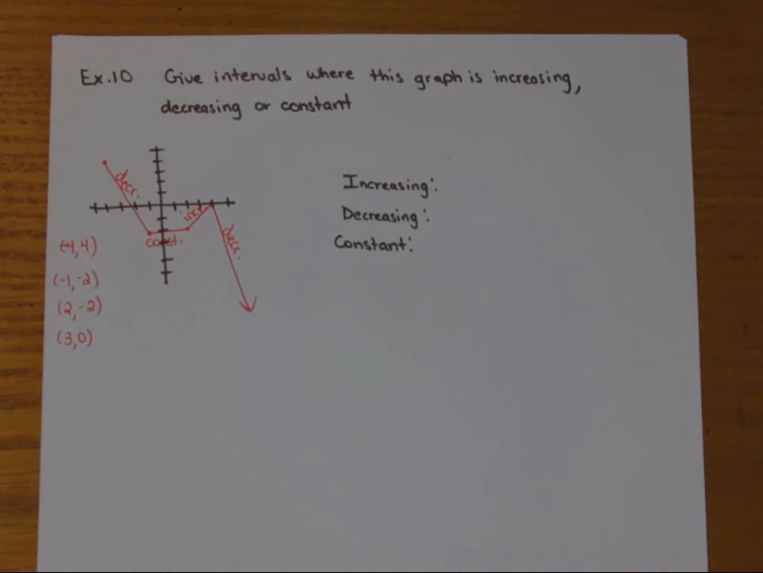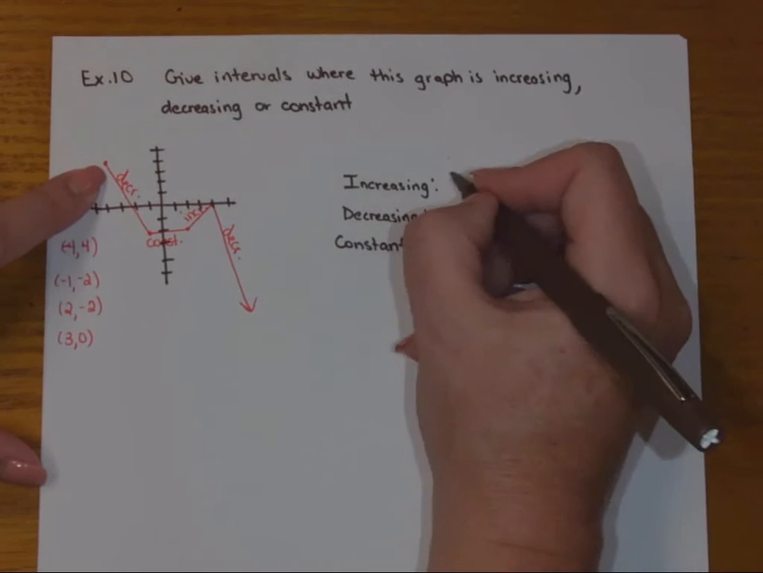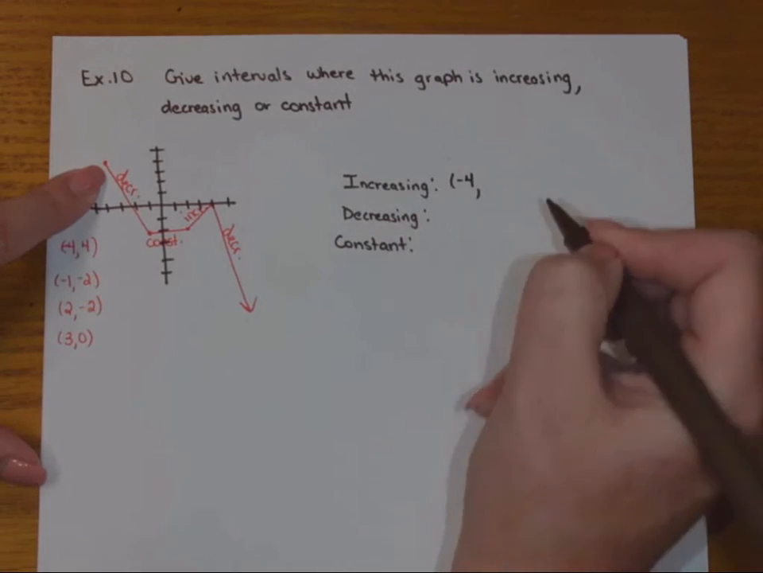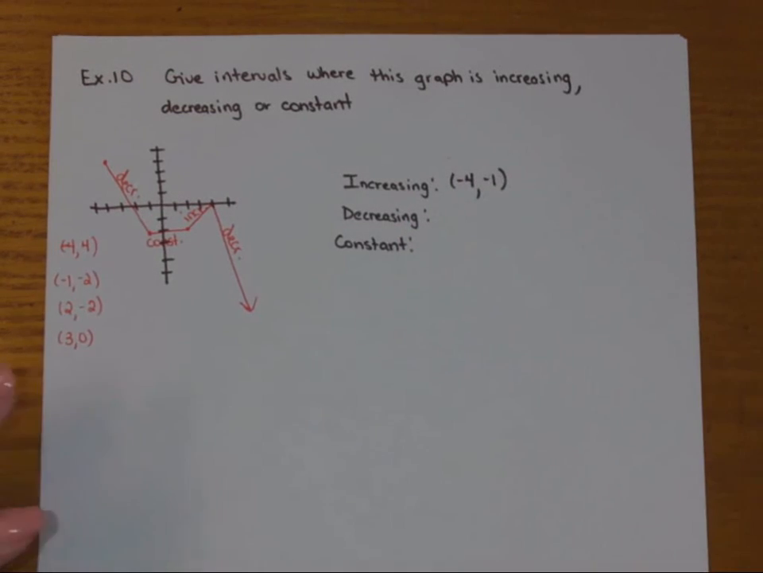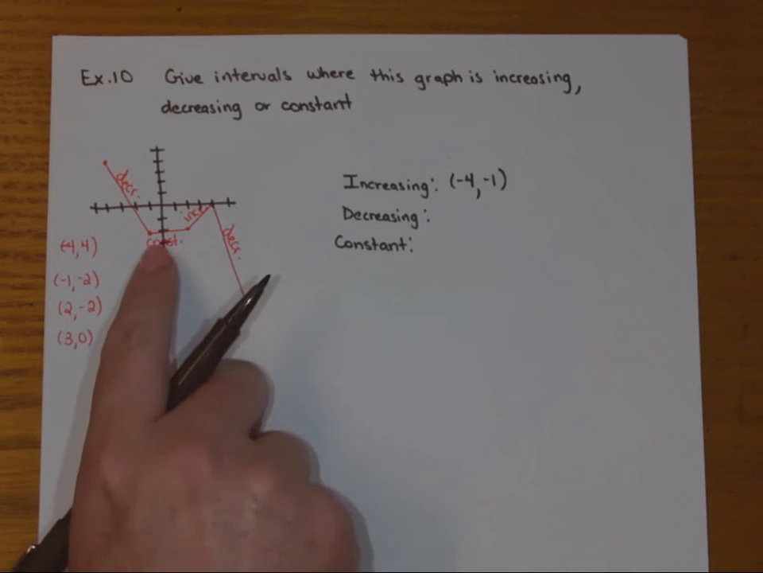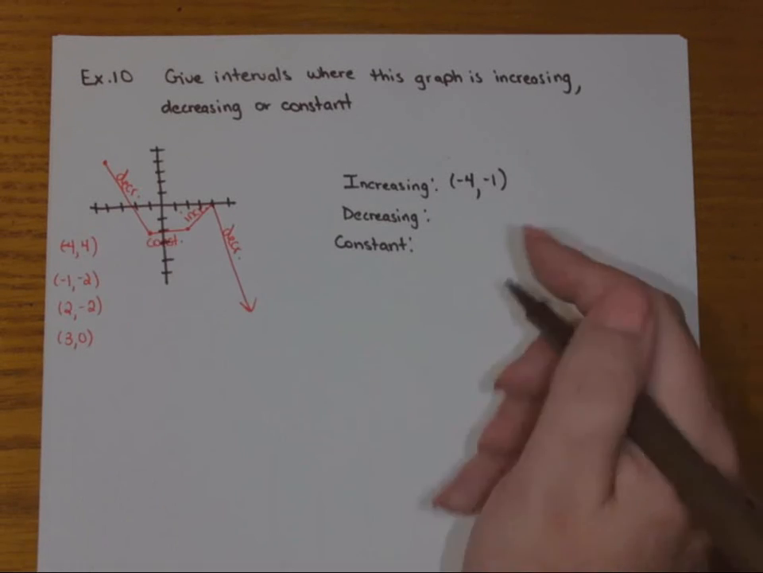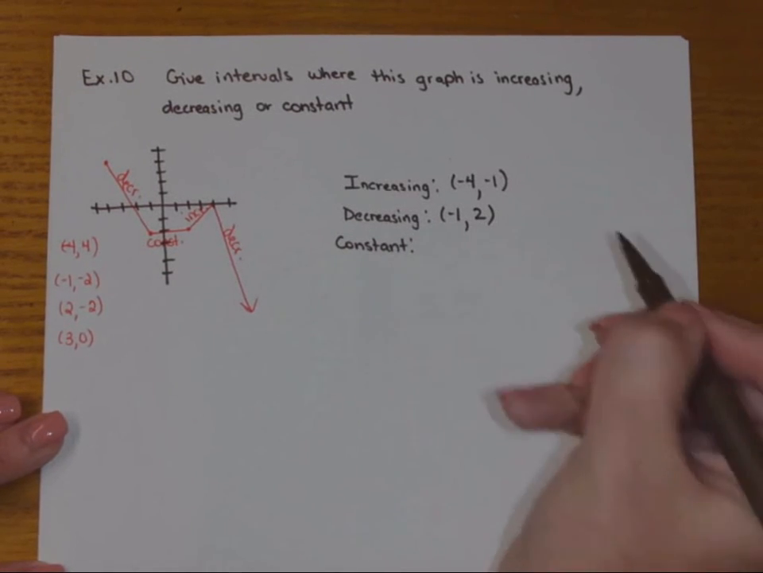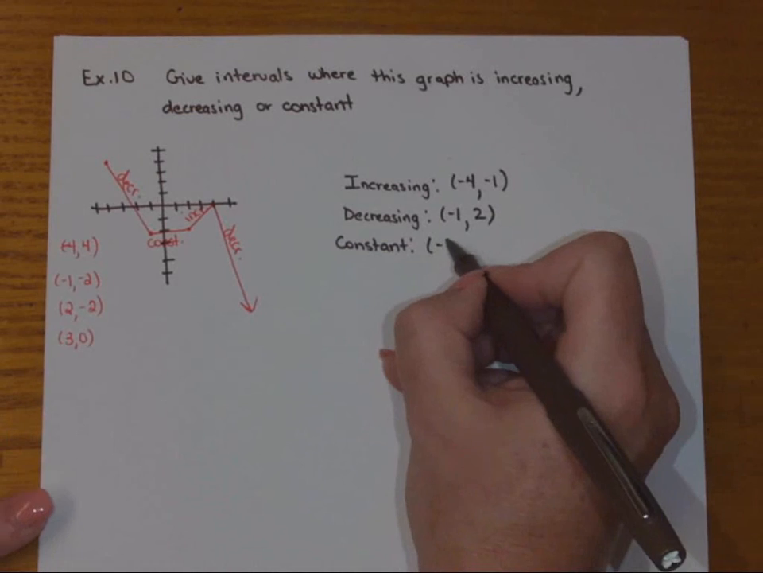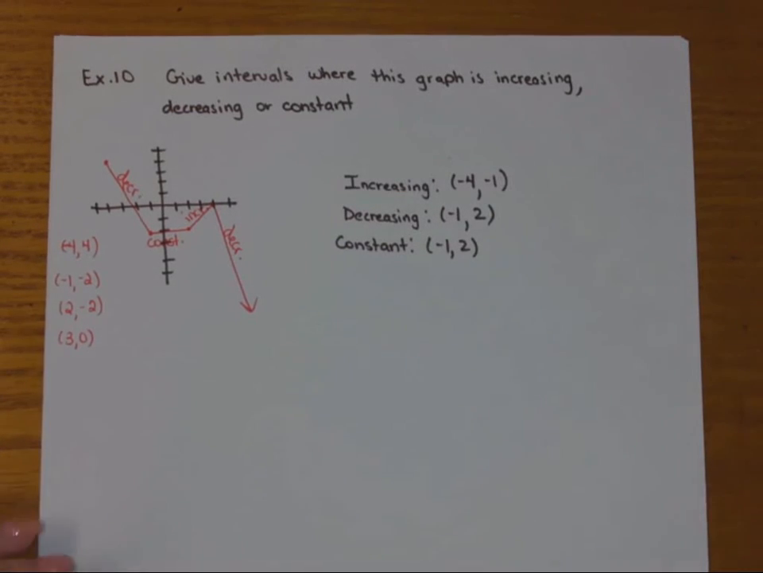Okay, so now we just need to figure out how we're going to write that, right? Remember, we only care about x values. So we start decreasing at x equals -4, and we stop decreasing at x equals -1. We only list x values. We don't care about y values in this particular type of interval notation. And then notice we are constant from x equals -1 until we hit x equals 2. Oops, I put that in the wrong spot. So that should go in the constant spot.